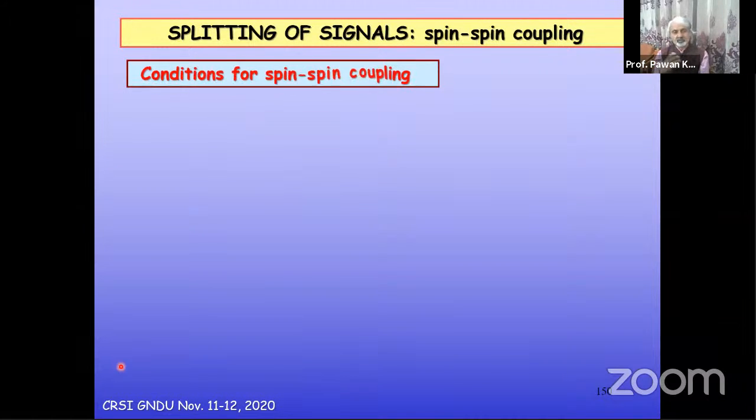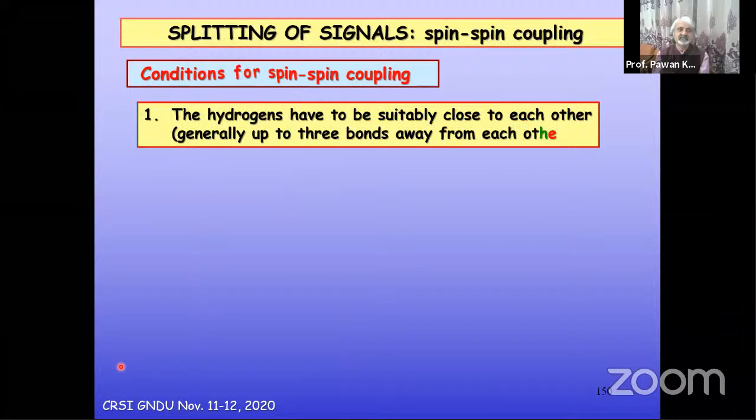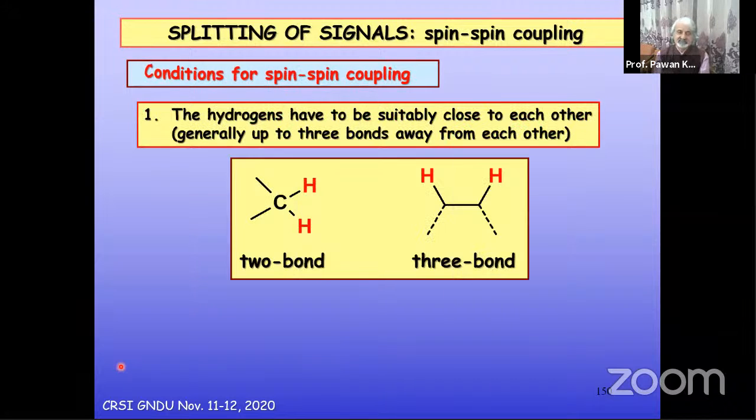So, but would all hydrogens couple or split each other hydrogen present in the molecule? No, there are certain conditions for spin-spin coupling. The first condition is that the hydrogens have to be suitably close to each other. Suitably close, generally up to 3 bonds away. So we can have 2-bond coupling, what we call as the geminal coupling. We can have 3-bond coupling, what we call as the vicinal coupling. 1 bond, 2 bond, 3 bond. So we can have 3 bond. That means that first condition for spin-spin coupling is that the hydrogens have to be suitably close to each other, generally up to 3 bonds away.